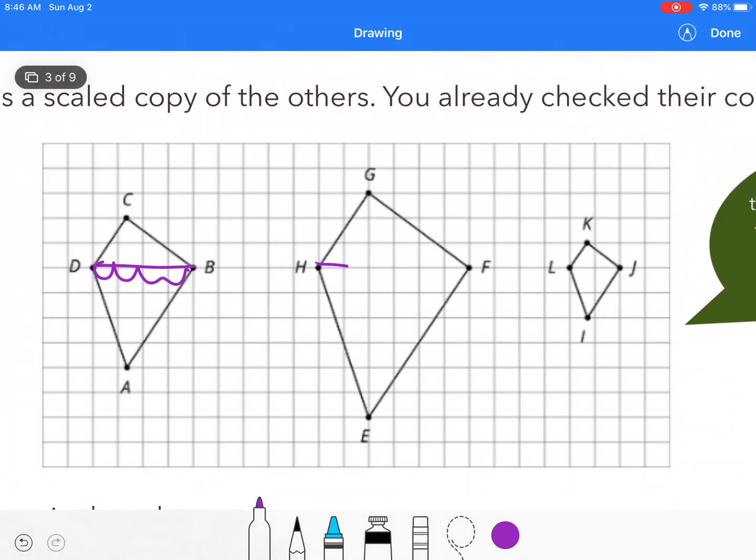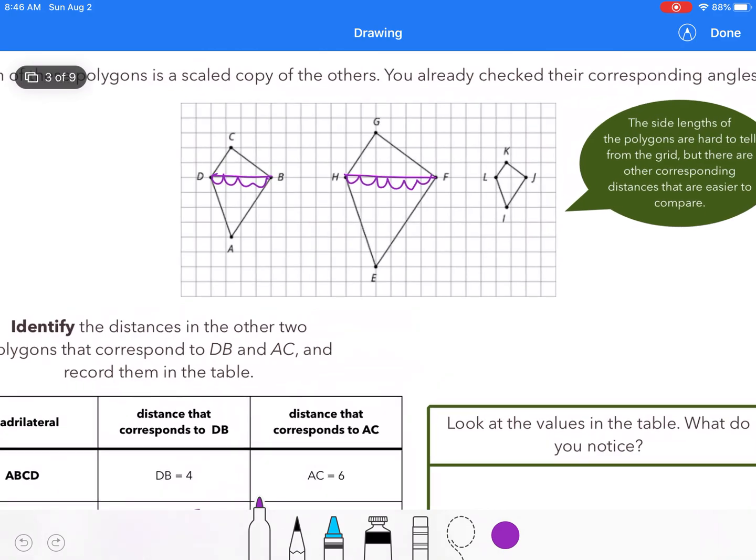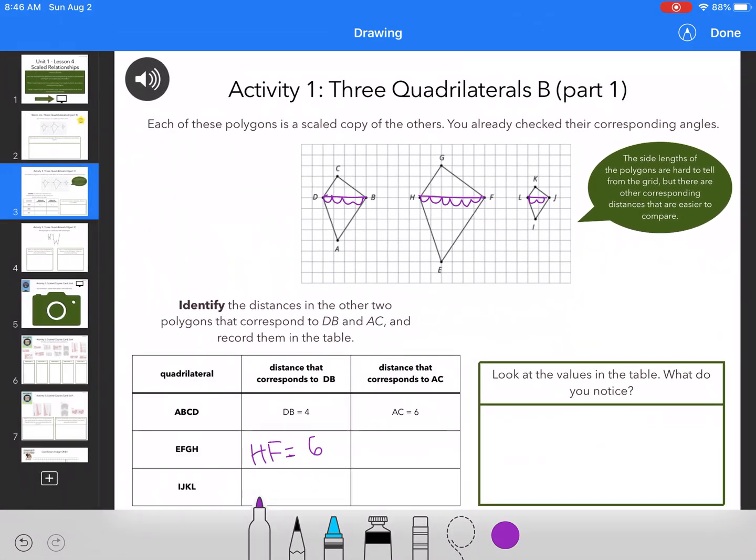So they want to know which one corresponds to DB in EFGH. So that would be here. And that would be 1, 2, 3, 4, 5, 6. And that would be HF. And that equals 6. So then in the smaller one, it would be LJ, and it's 2. Oops, put that in the wrong spot.